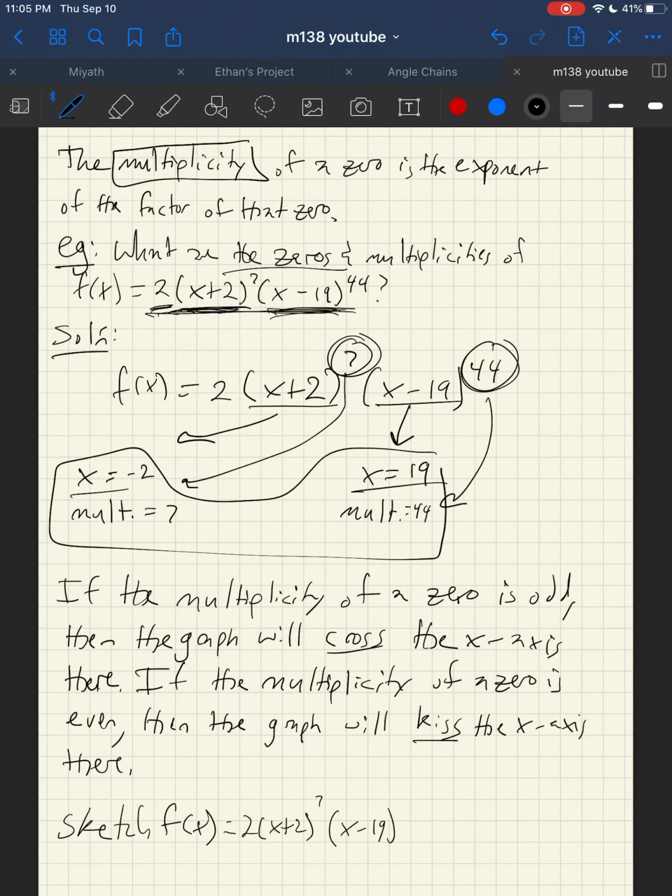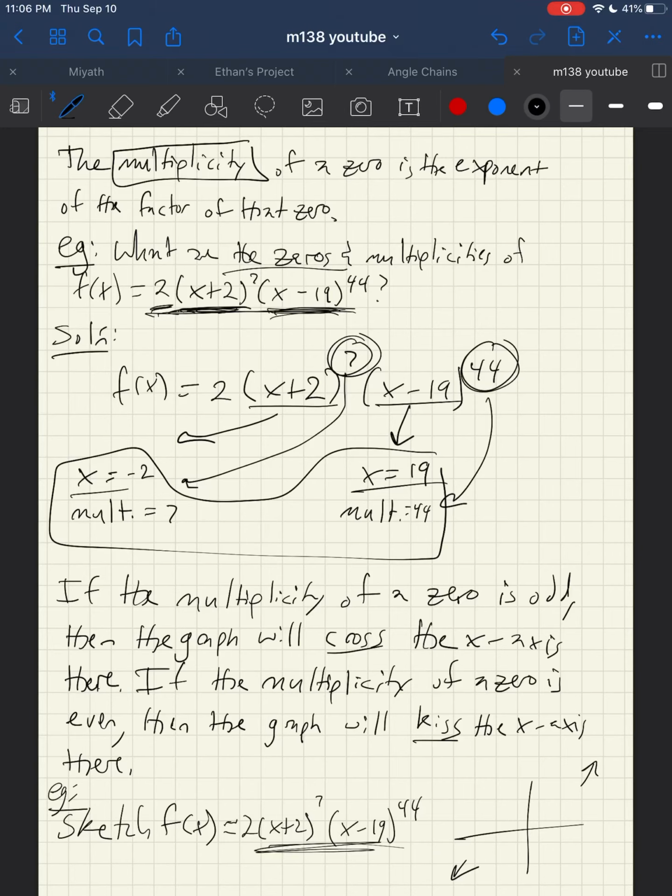So as an example, let's just sketch a graph of this function: 2 times x plus 2 to the 7th, x minus 19 to the 44th. I don't know exactly what it's going to look like, but I know that, just for fun, the leading term is going to be positive because we start out with a positive number here, so it's eventually going to go off towards plus infinity. The overall degree of this polynomial is going to be 7 plus 44. If I were to FOIL everything out, the highest power of x is going to be 7 plus 44, which is 51, but it doesn't matter. It just matters that it's odd.